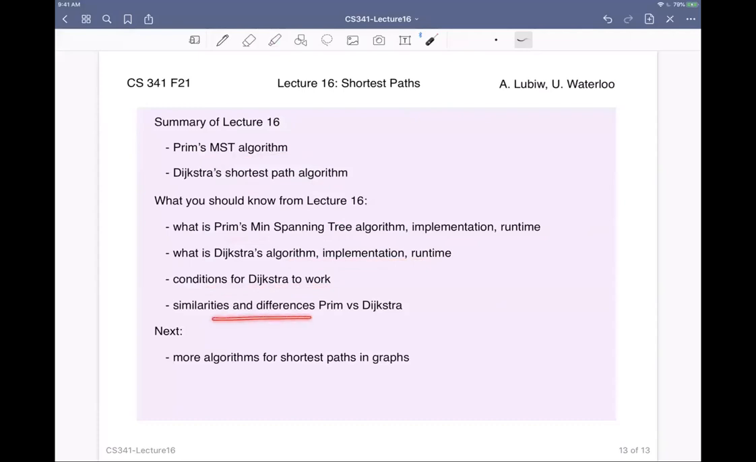And it's also good to think through again the differences between Prim and Dijkstra. They are both greedy algorithms, but the objective function that we are being greedy about at each step in the algorithm differs. And next, we're going to look at some more algorithms for shortest paths, but that's it for this lecture.